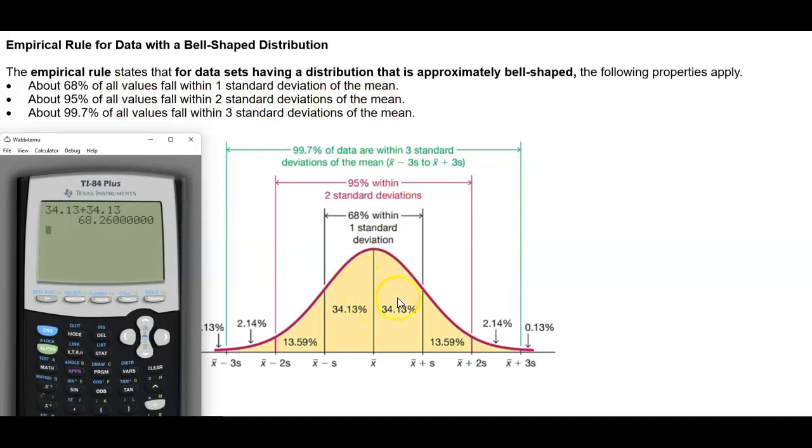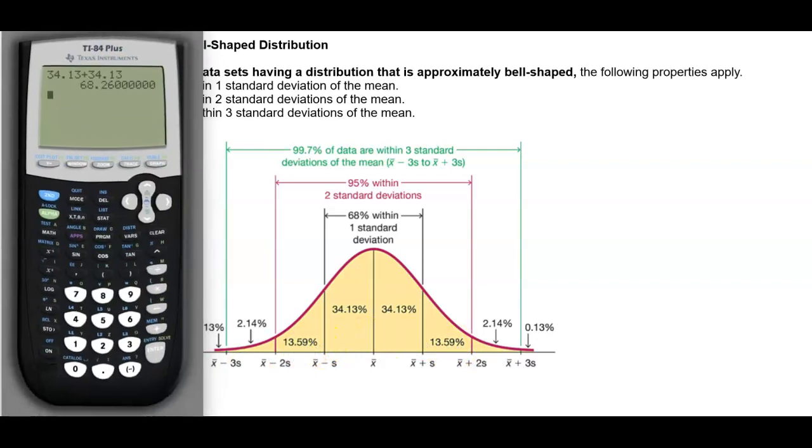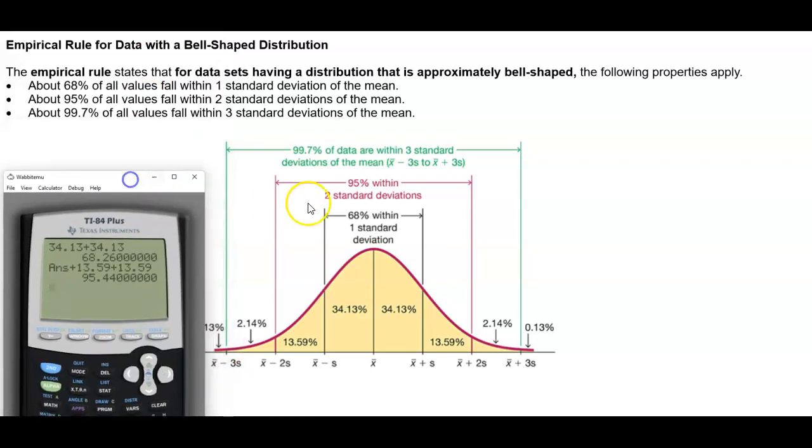Now remember, the middle we already calculated. So now we have an extra 13.59% on both ends. So let's go ahead and add those. So if we add 13.59% here plus 13.59% over here, then that should give us approximately 95%. So again, you can see here that 95% are within 2 standard deviations.